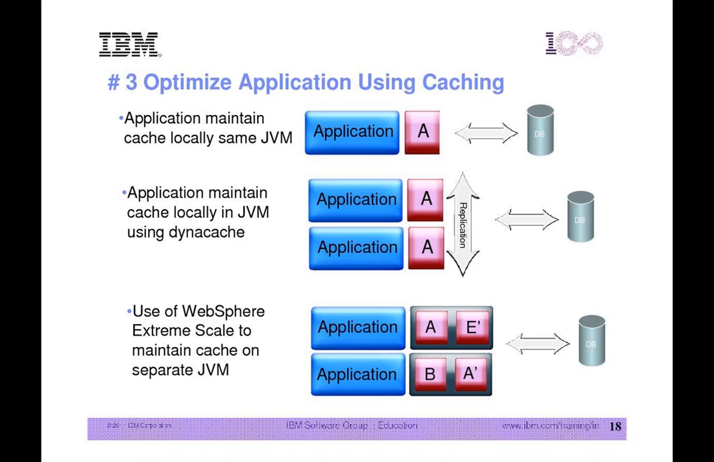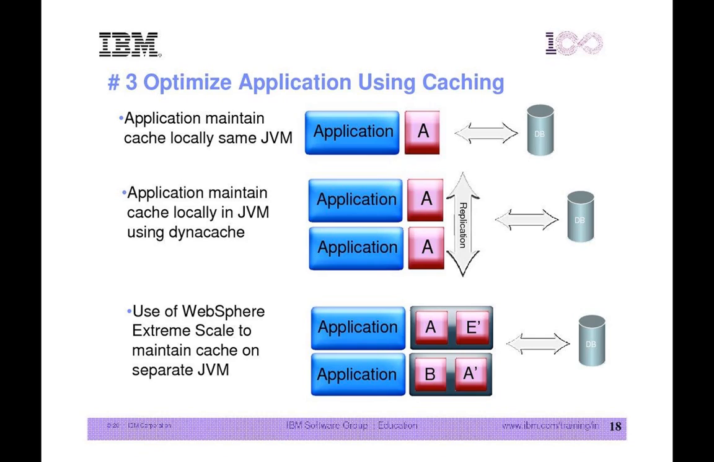You can cache the data across the cluster also. So basically there are multiple ways of caching. One is to maintain data in the same JVM. Then you can have DynaCache and replicate data across the cluster members, so that once the data is cached in one app server, it is available to the other app server also.